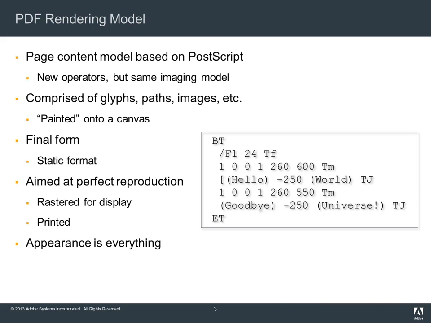And appearance was king. I have a little sample on screen of a very small cut-down content stream that says "Hello World, Goodbye Universe," and as you can see, it's just about putting those glyphs onto the page. It uses spacing to position them correctly. There are no spaces in the text. There's no understanding of what that is. It's just painting text to the screen. It's a very simple example.